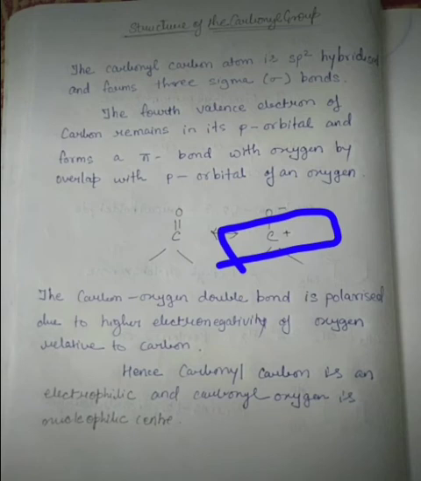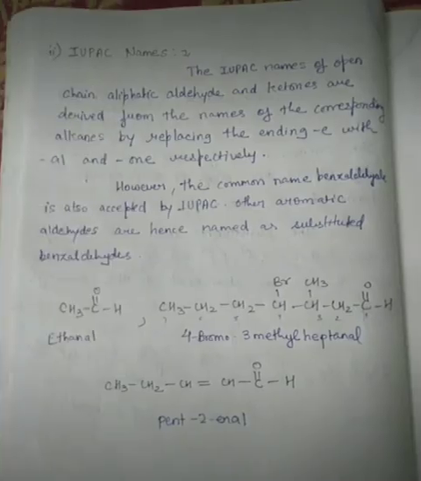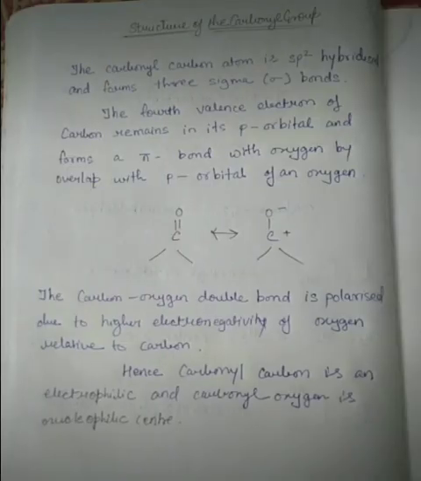This is important whenever we perform any reaction: only a nucleophile will attack the carbonyl carbon atom, and the oxygen acts as a nucleophilic center, so any electrophilic group will attack on oxygen. In this manner we have seen how we can name aldehydes and ketones, and what the structure of the carbonyl group is. Thank you class.